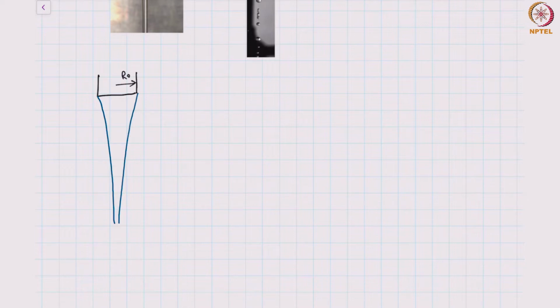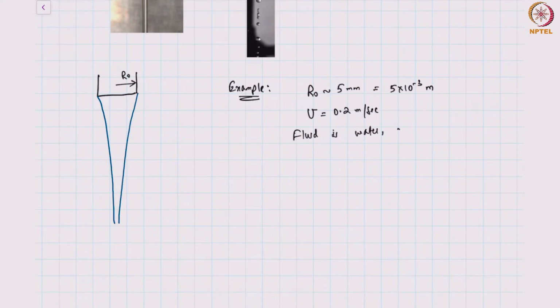So let's consider a tap. This is just an example. A tap whose radius is about 5 millimeters, so that gives me 5 into 10 power minus 3 meters. We will consider an exit velocity of the fluid of about 0.2 meters per second. We will take the fluid as water. Therefore, its kinematic viscosity is 10 power minus 6 meters square per second.